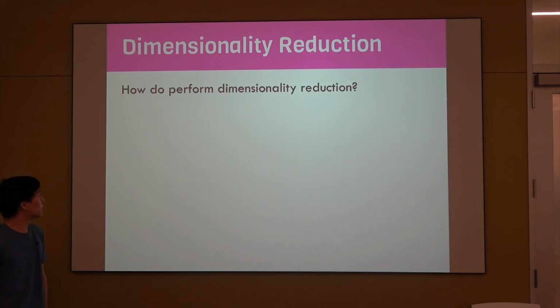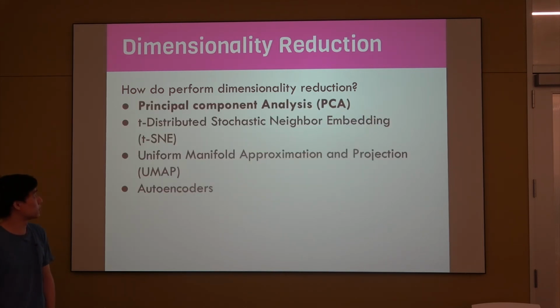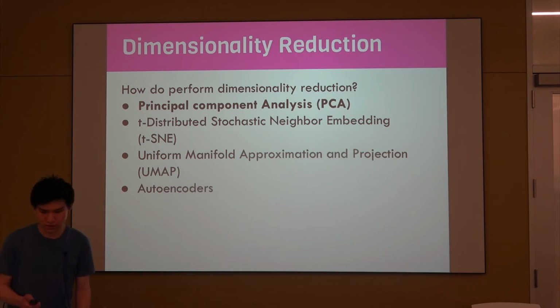So how do we actually perform dimensionality reduction? There are a variety of techniques out there that can be used for dimensionality reduction. The one that we'll be focusing on today is called principal component analysis, or PCA for short. There are some other ones out there, but each of them has their own purposes and scenarios where they're better. But today we're going to be focusing on principal component analysis, or PCA.